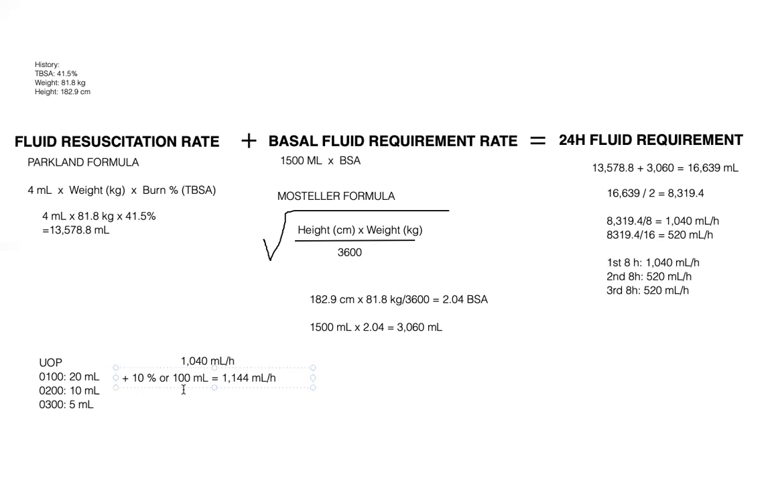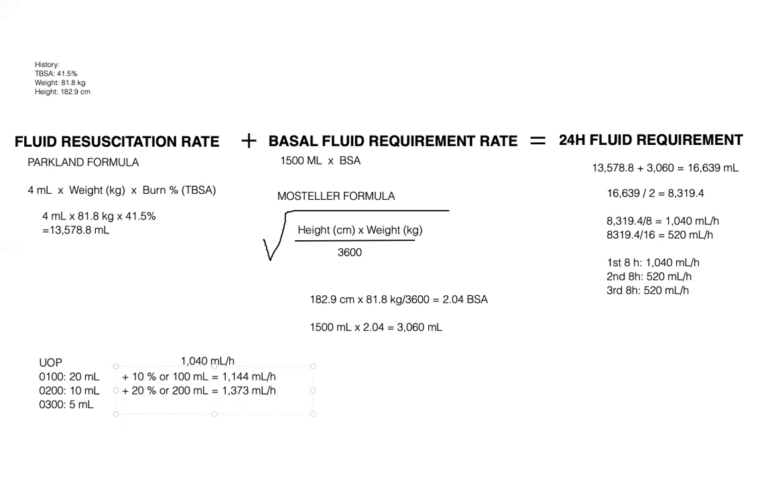Then the next hour, you're also going to add fluid because your urine output is still low, but this time we're going to add 20% or 200 mils, whichever is greater. So we're going to take the 1,144, figure out how much 20% is, and then add that to the total. You'll end up with 1,373 mils per hour.